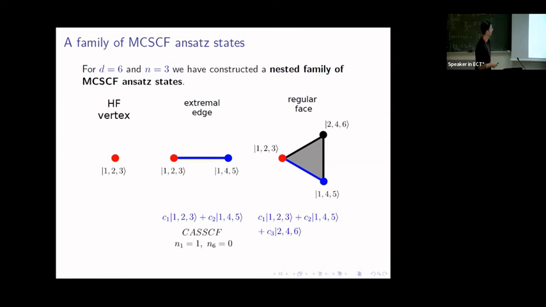So just to recap the Borland-Dennis setting, we have constructed a kind of nested family of MCSCF ansatz states. The top state is just the Hartree-Fock vertex. Then we had this edge, which was just the CASSCF ansatz. And then when our spectrum lay in the middle of a phase, we had this ansatz, which is not CASSCF, it's something more general.